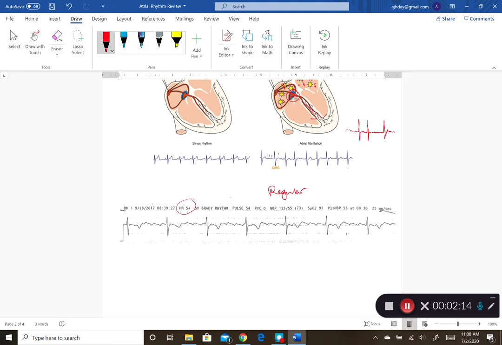If I look closely, I have multiple P waves for my QRS. So I have 1, 2, 3, 4, 5. 1, 2, 3, 4, and there's one here, 5. 1, 2, 3, 4, 5. So I have 5 P waves for every one QRS. I write that as a 5 to 1. I have 5 P waves for 1 QRS. These are called flutter waves.